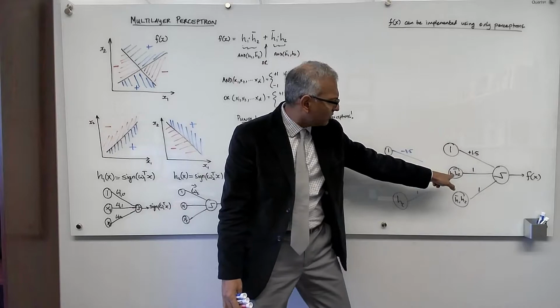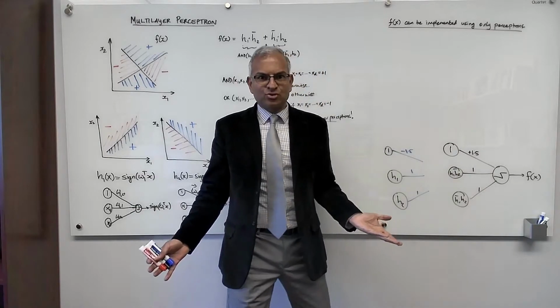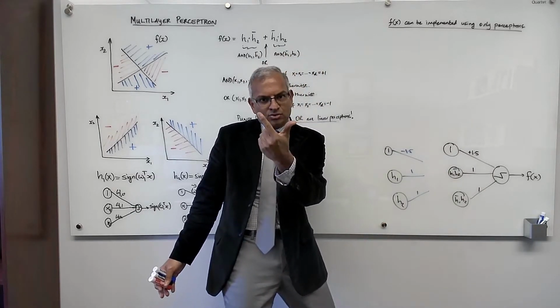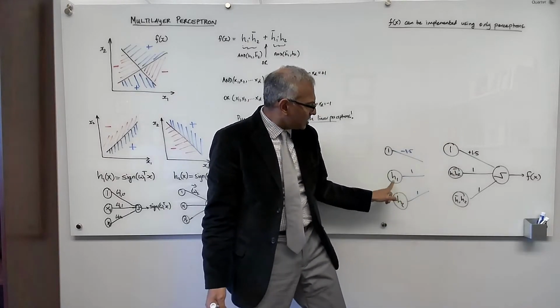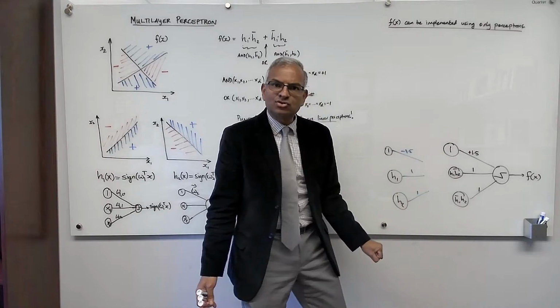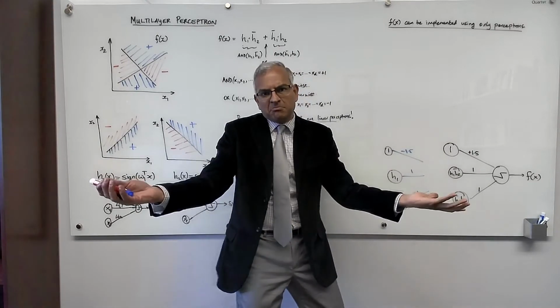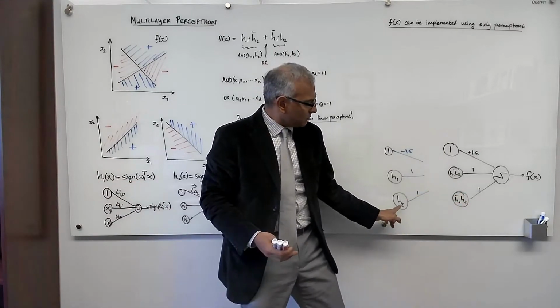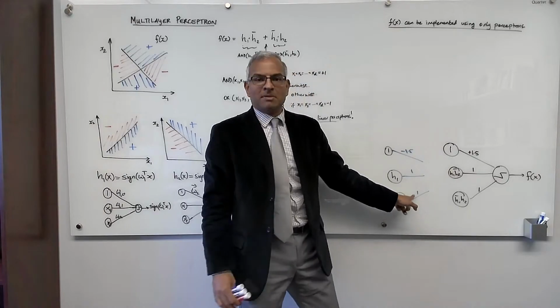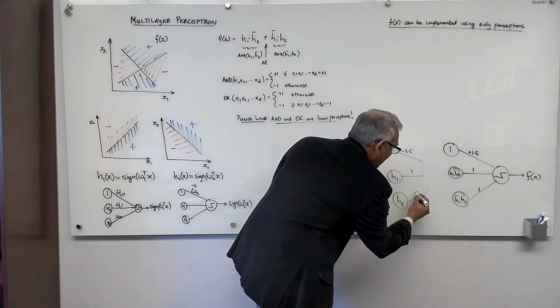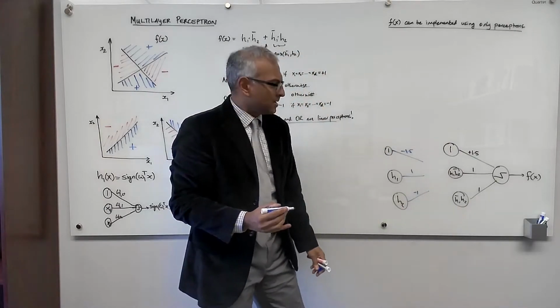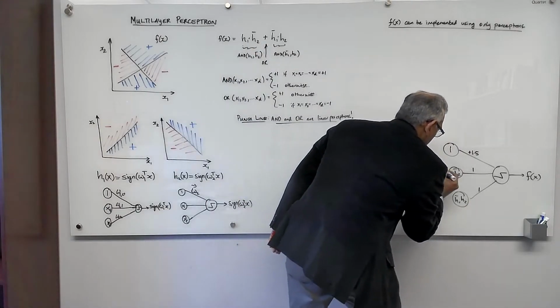But I need the AND of H1 and H2 bar. So what should I do? Think about it for a couple of seconds. 1, 2, 3. Okay, I gave you 3 seconds. Well, for the AND of H1 and H2 bar, I have to first negate H2. But that just means multiply it by minus 1. So multiply by minus 1 and then multiply by 1. That's the same as just multiplying by minus 1. Change this sign to minus 1. And now send it in here.